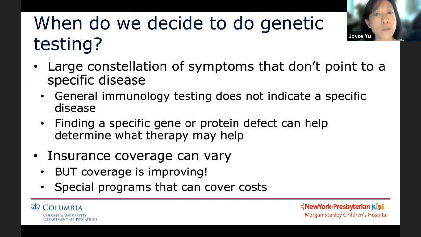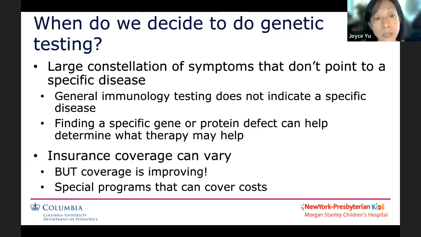And then the question we often get is, when do we decide to do genetic testing? It's become more and more commonplace now to do genetic testing. Well, we get a large constellation of symptoms that don't point to a specific disease. So we do our general immunology testing that I just mentioned in the previous slides. We look at your blood counts. We look at your cell counts. We look at your antibodies. We do some specific tests to look for specific pathways, and nothing's really pointing to anything.